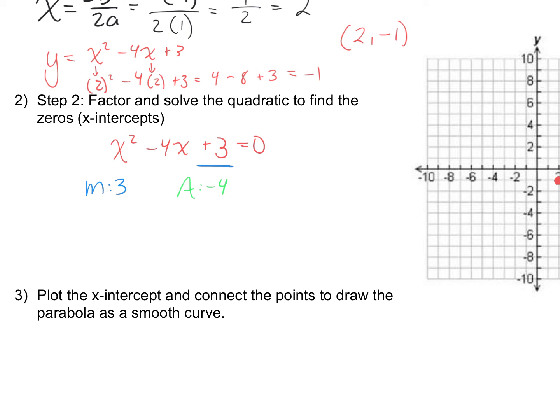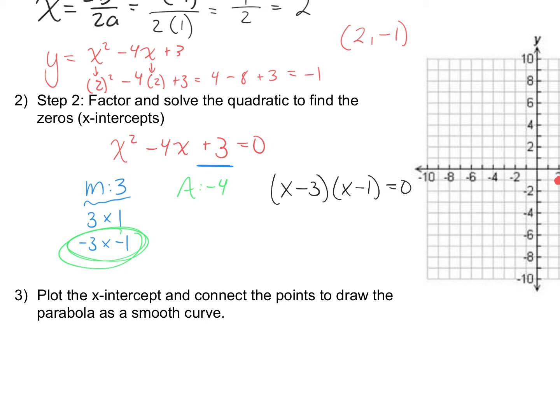And so remembering our factors that multiply to give me 3, well, I could do 3 times 1, or I could do negative 3 times negative 1, right? Because a negative times a negative is a positive. And so if I think about, well, which one of these actually add up to negative 4, that would be this negative 3 and negative 1 here. So now if I go ahead and factor this out, I would write out, okay, I have x minus 3, x minus 1 equals 0.